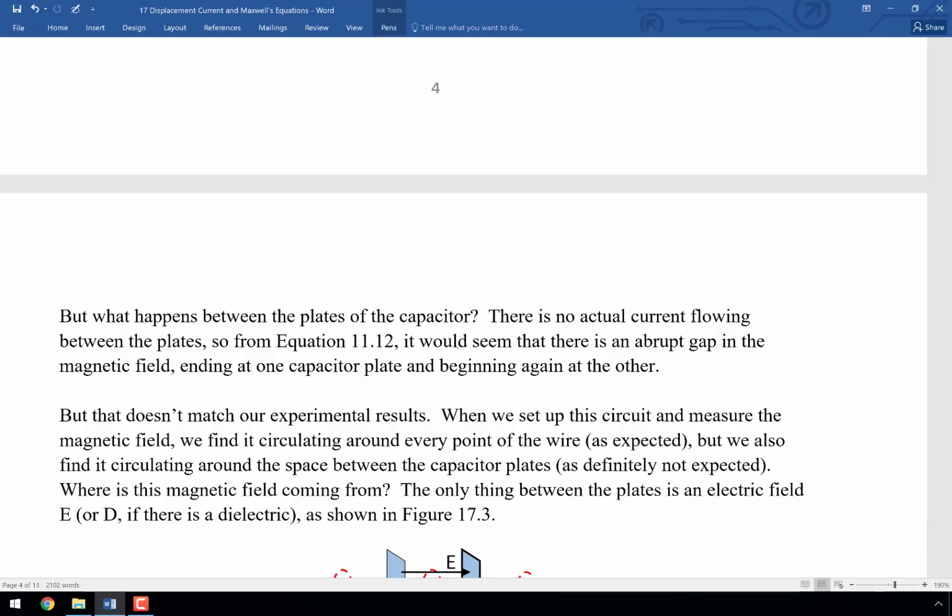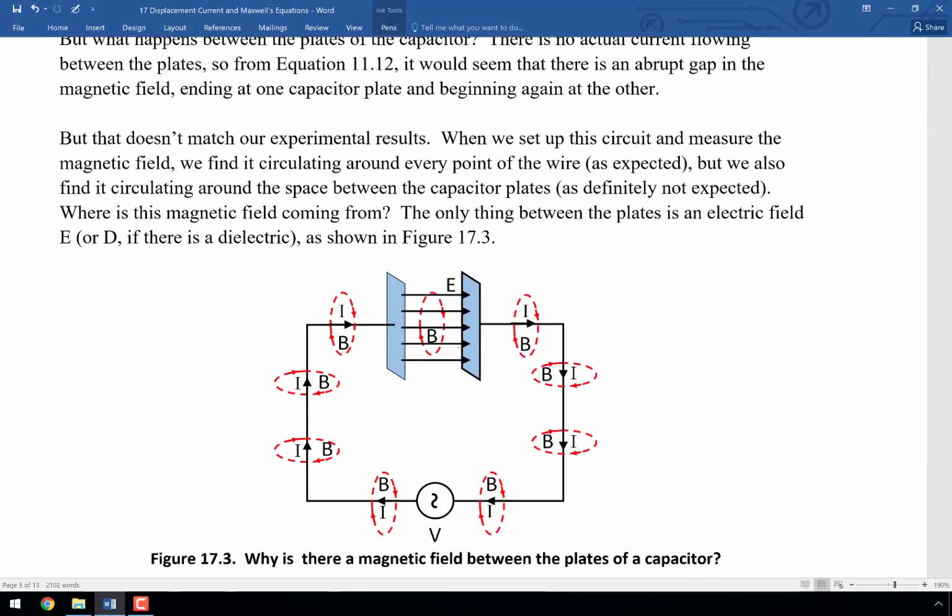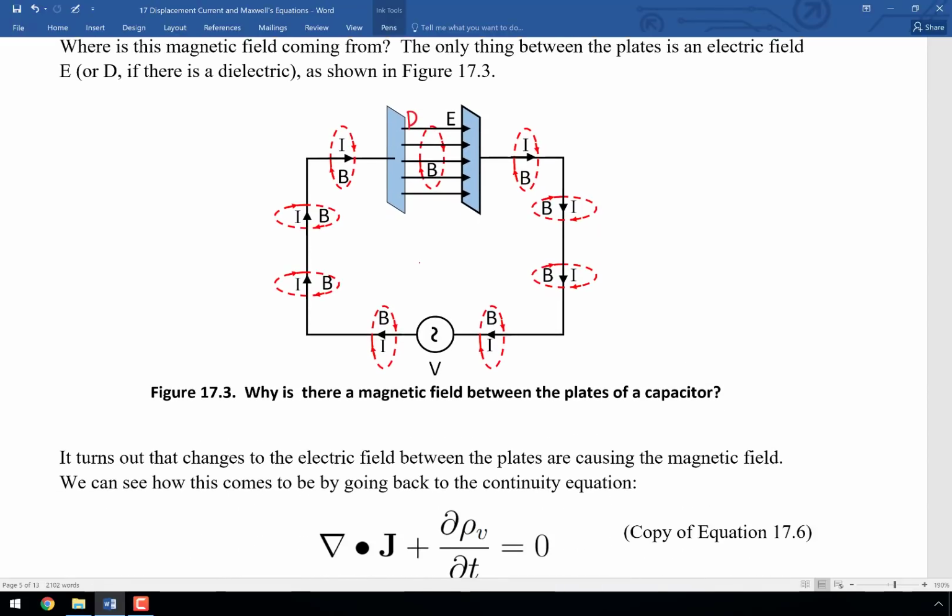So let's consider how we can come up with a theory for Ampere's law that will allow us to find that there are in fact magnetic fields inside the plates of the capacitor, when the only thing that exists between the plates of the capacitor is an electric field. And if there is a dielectric, then there's also this displacement field as well, D. But really, D and E are two sides of the same coin. So we have to figure out how to make a modification to Ampere's law.